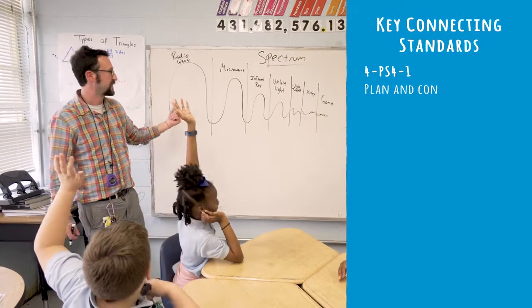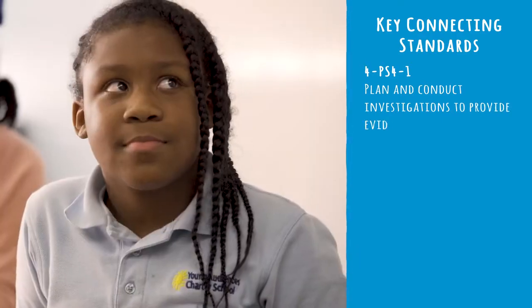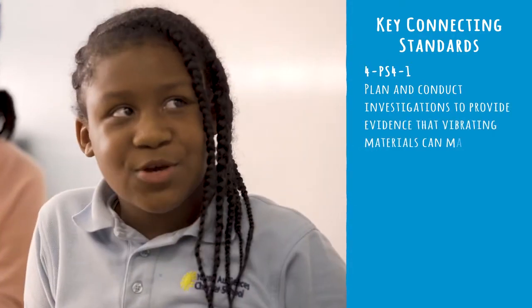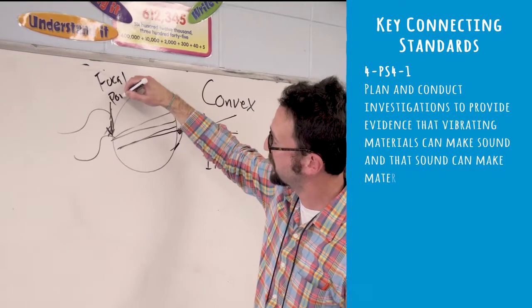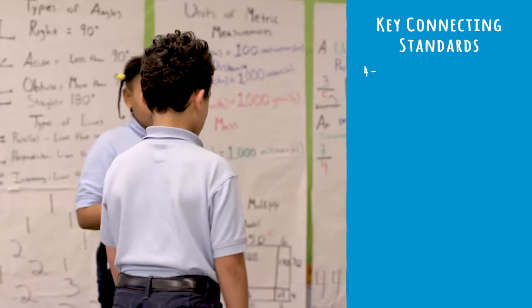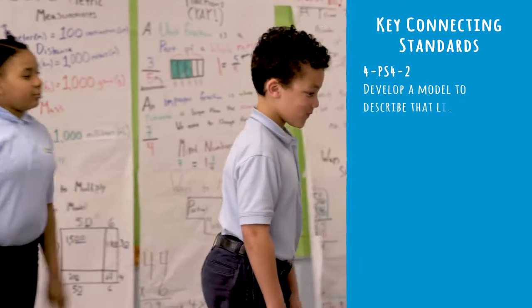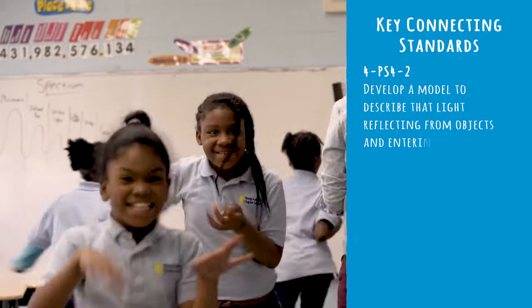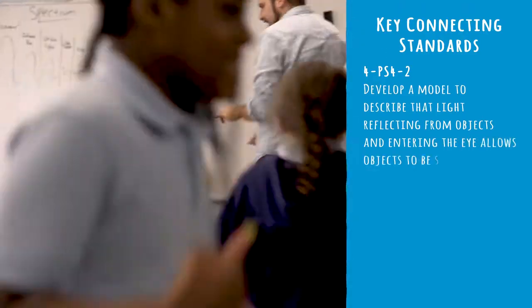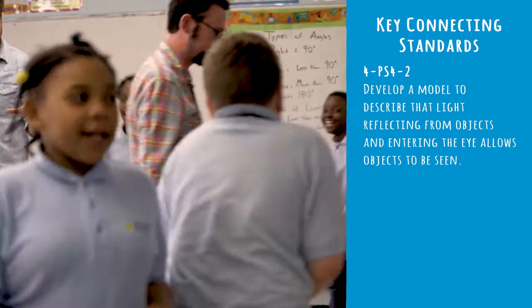Students will also plan and conduct investigations to provide evidence that vibrating materials can make sound and that sound can make materials vibrate. Students will develop a model to describe that light reflecting from objects and entering the eye allows objects to be seen. So we picked a science lesson specifically on waves, wavelengths, and light.